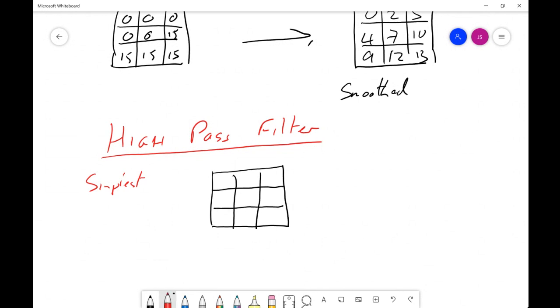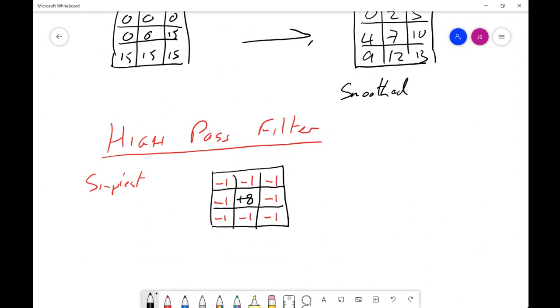And in the high pass filter, we have coefficients -1, -1, -1, -1, miss out the middle for the moment, -1, -1, -1, -1, but the center is +8. And it's interesting to note the sum of the coefficients is 0. It's known as a balanced filter.